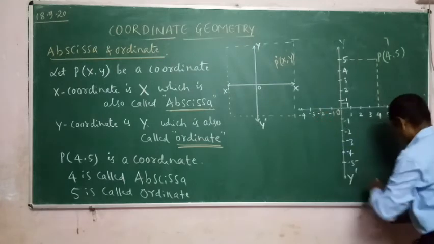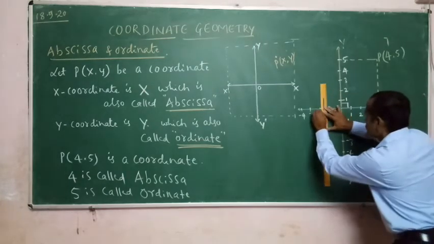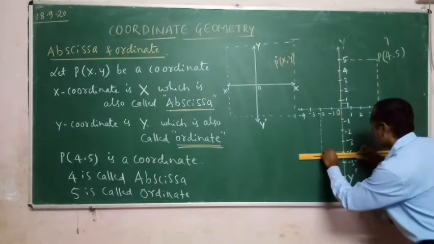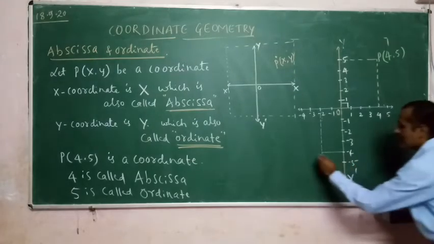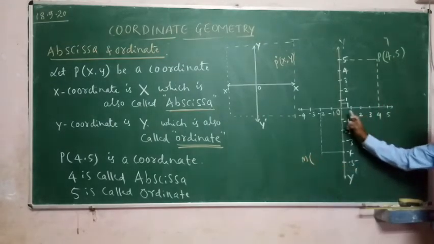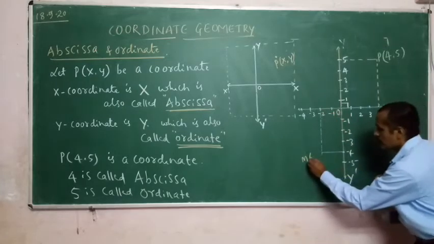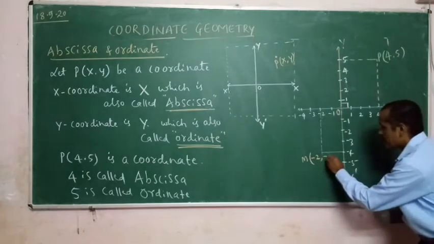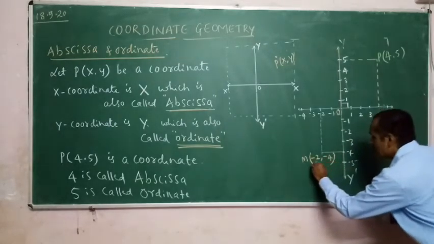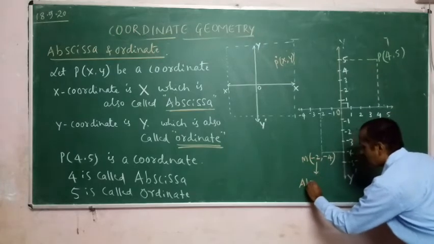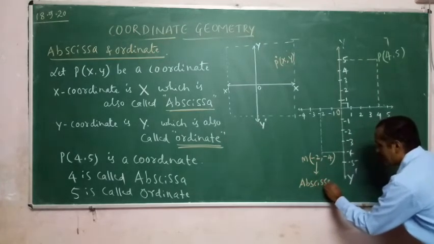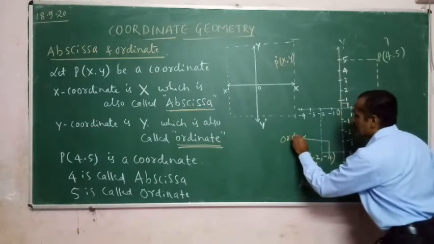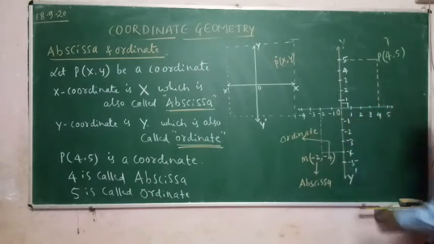See, minus 2. Okay, and join here. Let me call it point M. X value? Minus 2. Next y value, how much? Minus 4. Minus 2, minus 4. So minus 2 is called abscissa and minus 4 is called ordinate.